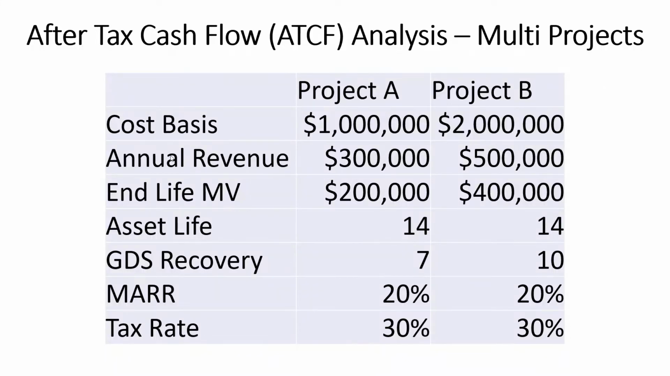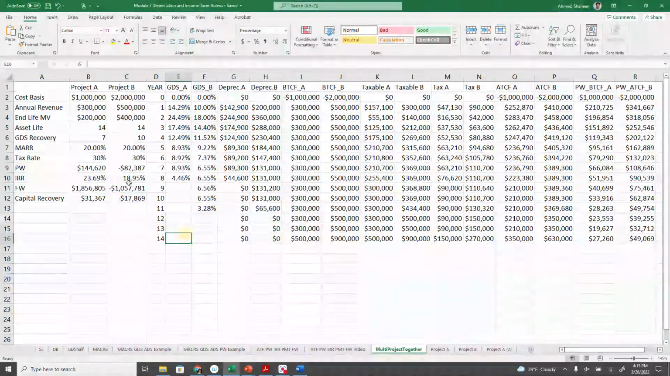Multi-project after-tax cash flow analysis. Assume that we are comparing two different projects, project A and project B, and the asset life is 14 years. GDS recovery for A is 7 years, and for B is 10 years, with 20% MARR and a tax rate of 30%. We are only talking about the corporate tax rate here, combining the federal and state taxes, everything in that 30%. Just to get a quick idea.